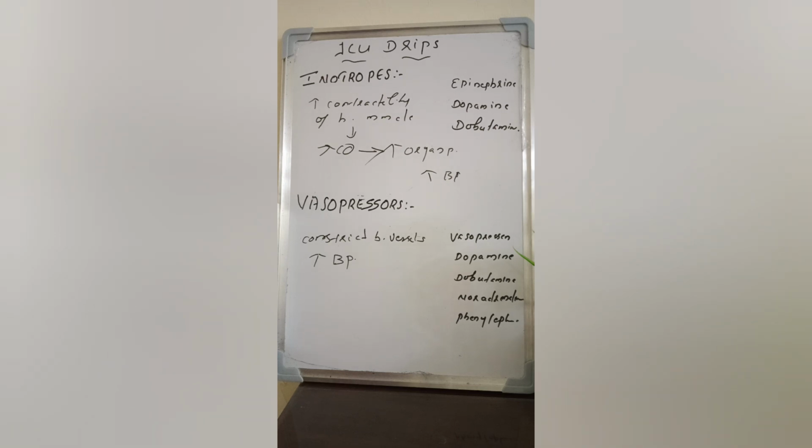So, vasopressors act on the blood vessels to increase the pressure, while inotropes act on the heart muscle to improve its pumping efficiency. So automatically both will increase the blood pressure of the patient. I hope everybody understood the difference between inotropes and vasopressors and some of the medications commonly used in the ICU. In the next sessions, we will see details about the medications, the mechanism of action, and how to titrate these medications. Thank you for watching.